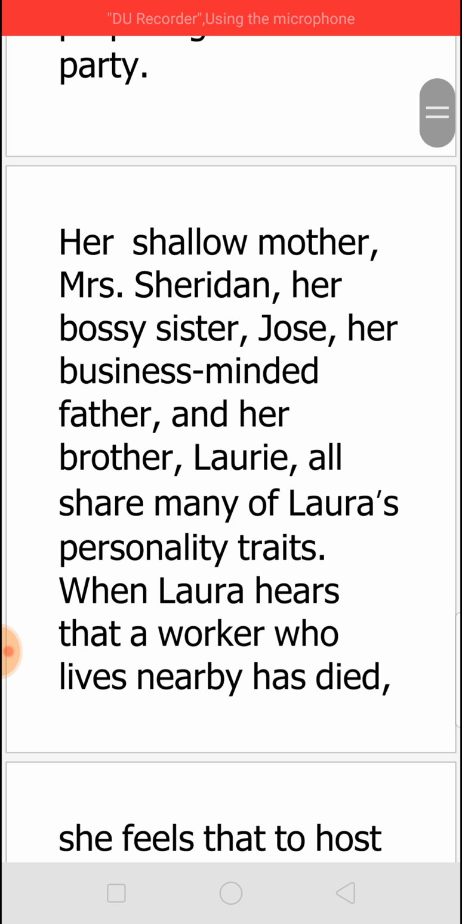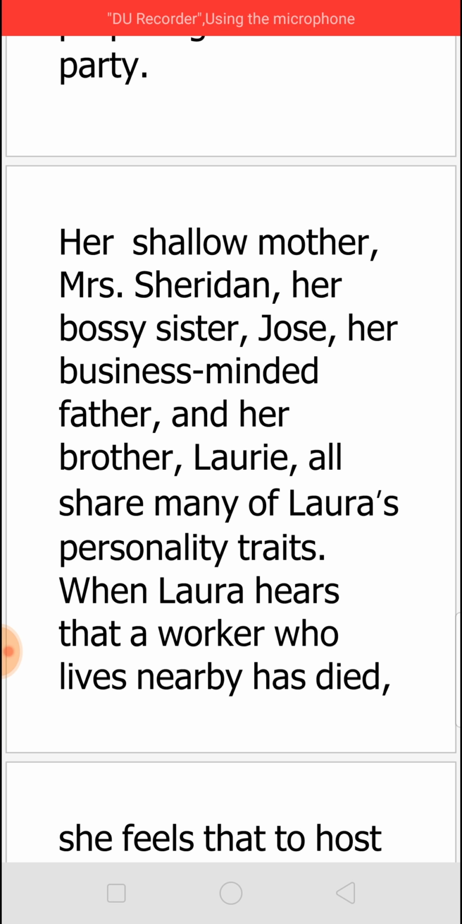Her mother is shown as a shallow mother, and her sister Jo is shown as a bossy sister, and her father, Mr. Sheridan, is only a business-minded person, and her brother Laurie is somewhat like Laura in nature. Both Laurie and Laura are of the same nature.